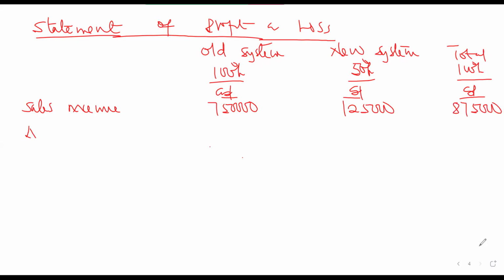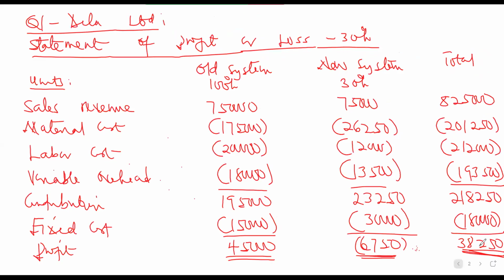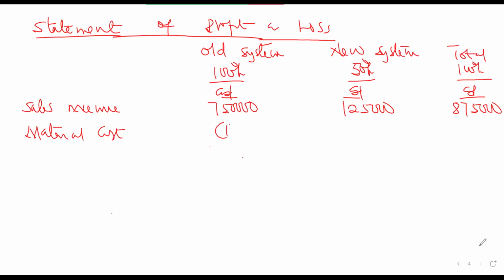Let's come to material cost. Under the old system, material cost is 175,000. What is the additional material cost that we are going to be incurring under the new system? Would that be 1.75? Yes, 1.75 multiplied by 25,000, isn't it? So we have 43,750. What are we having as a total? I'm having 218,750.